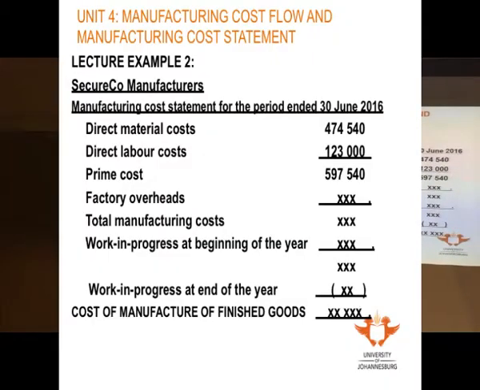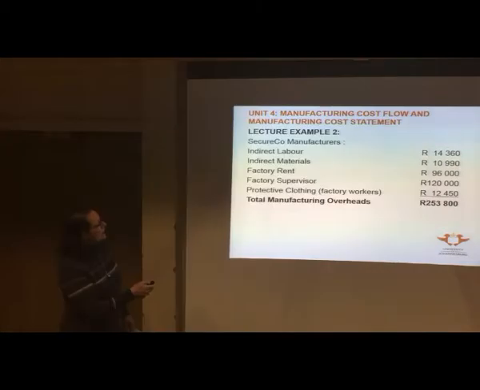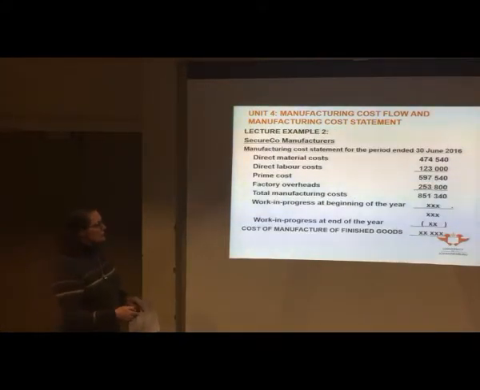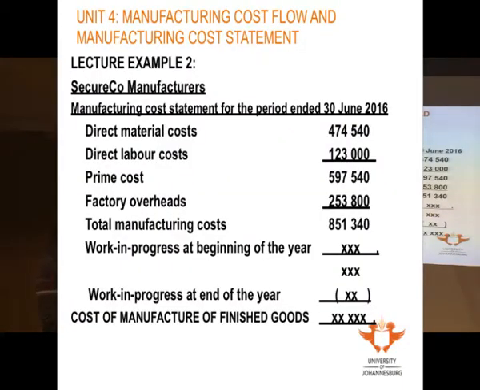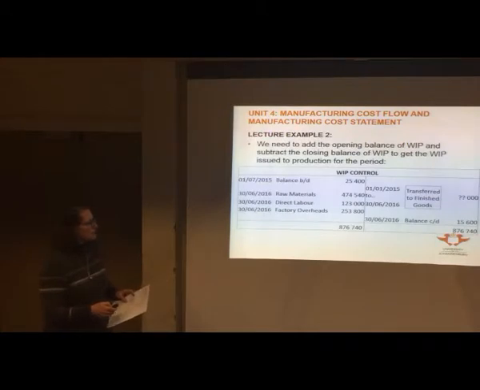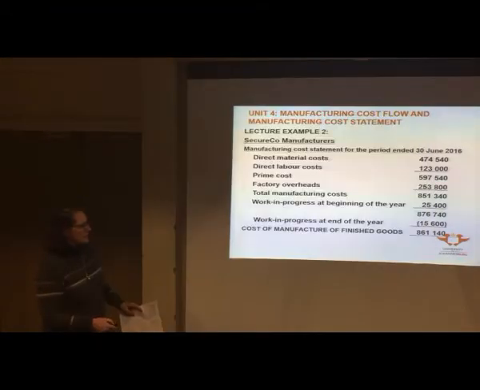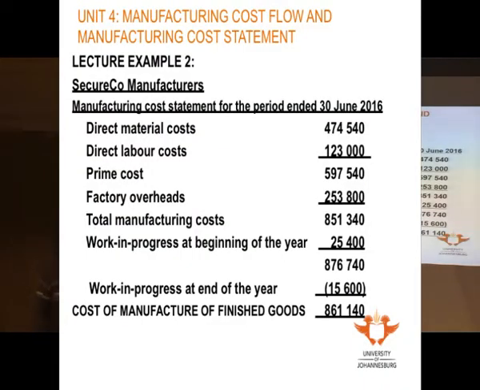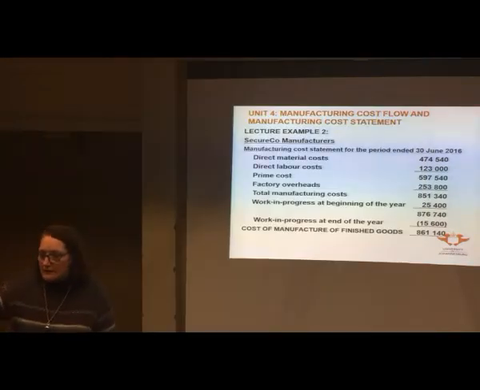And now we need to calculate the factory overheads, which was very straightforward. Indirect labor, indirect materials, factory rent, supervisor salary, and protective clothing. Did you have indirect materials there? Yes. Indirect materials, 10,990. Did you all remember to add the indirect materials in? Yes. 253,800, right? So then you get your total manufacturing cost of 851,340. Then you're going to add your opening balance of work in progress and subtract your closing balance of work in progress to get your cost of manufacture of finished goods at 861,114. Did anyone get that? Yes. Oh, brilliant. Great.